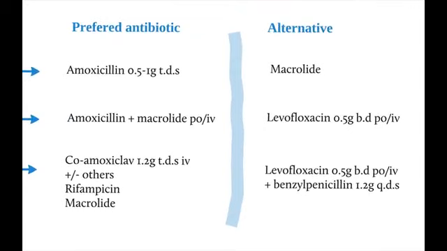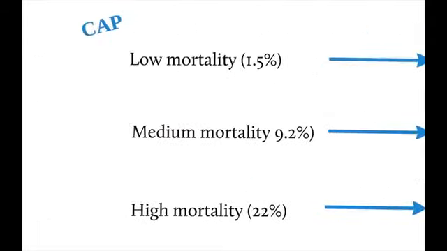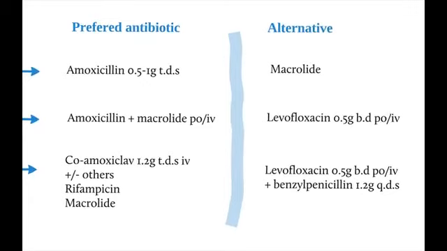So for a low mortality, we're going to go for amoxicillin if they're not penicillin allergic. If they are, we can use a macrolide such as erythromycin. If they can't tolerate that, then we're a bit stuck. We need to get some microbiology help.